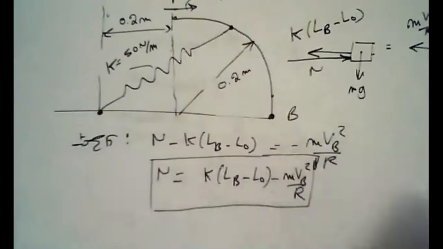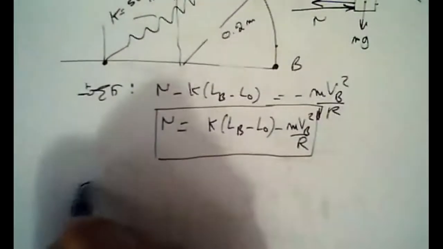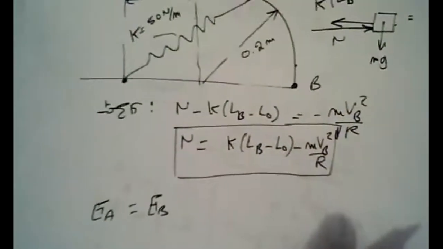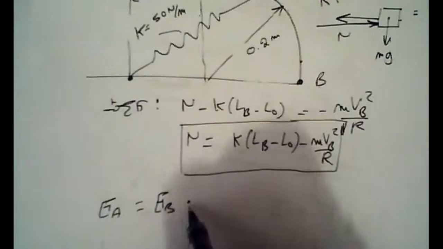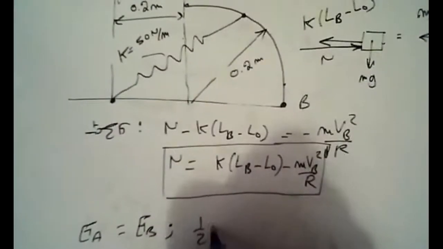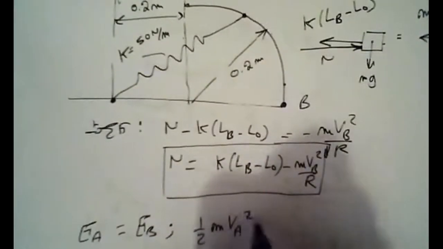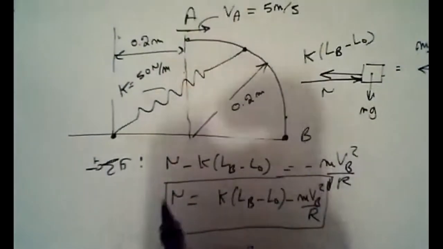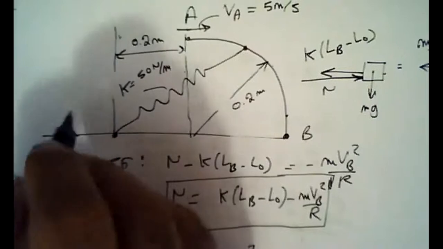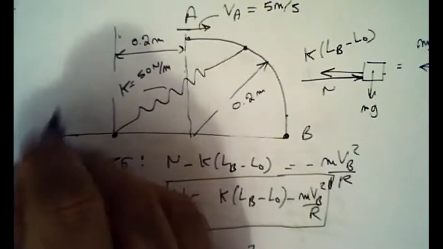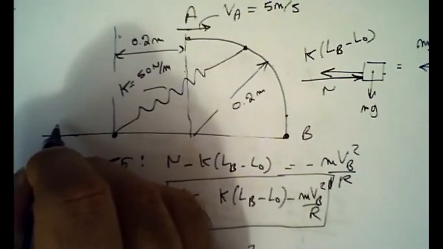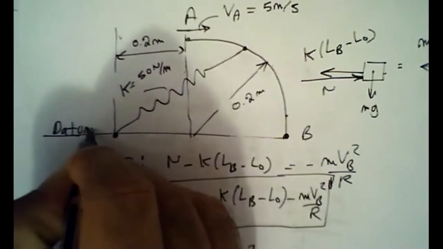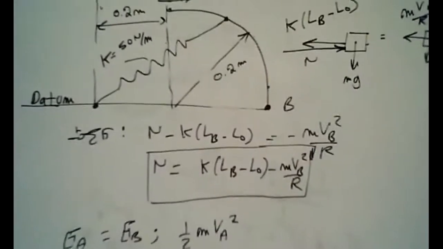So here what we'll do is, I'm going to just move it a bit. I want to say E_A is equal to E_B, right? So what is E_A? E_A is the initial energy at A, so 1 over 2 m v_A squared, right? Plus, do you have any potential energy? We do, right? So I'm going to set up my datum to be here. Call it datum. Okay, so this is my datum right here.